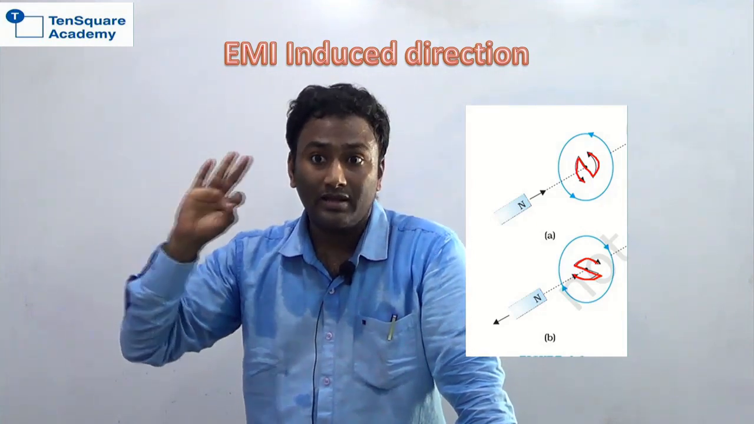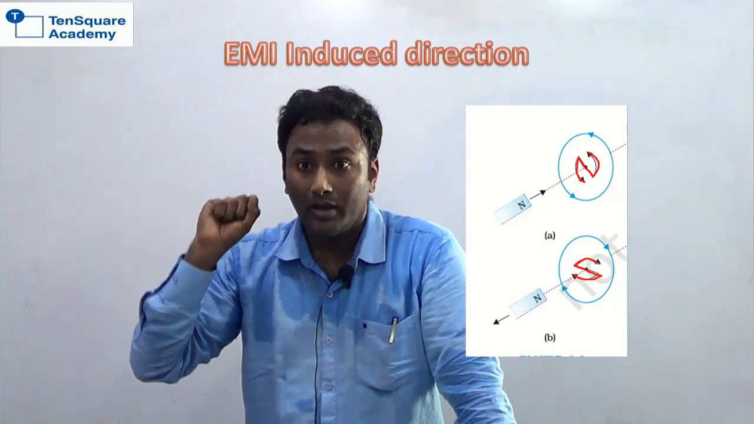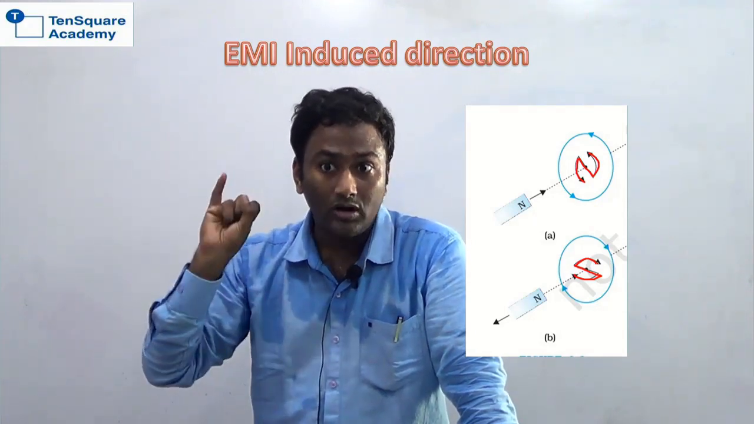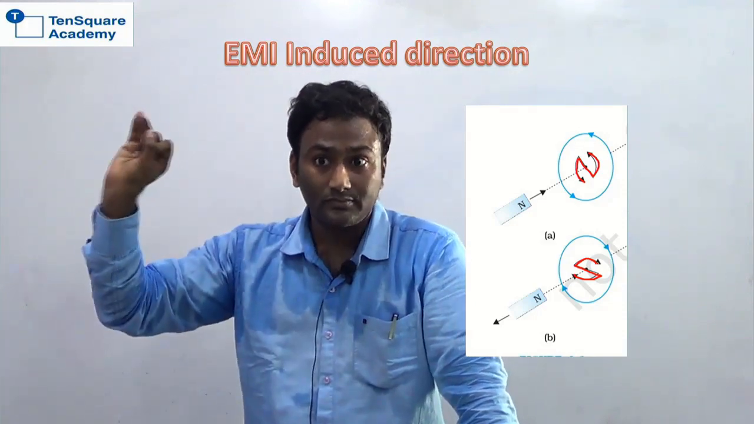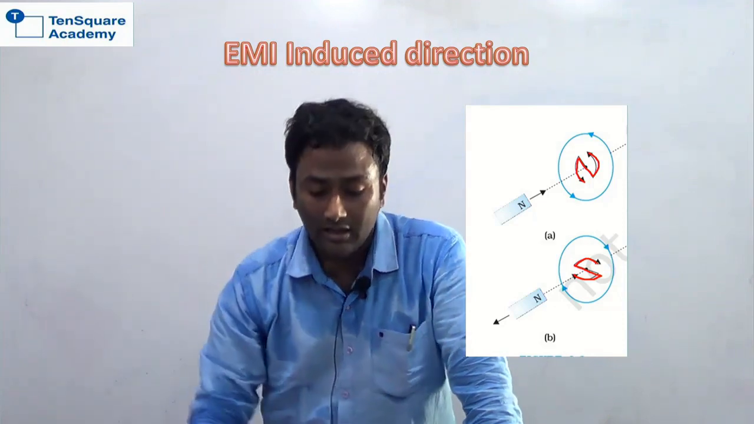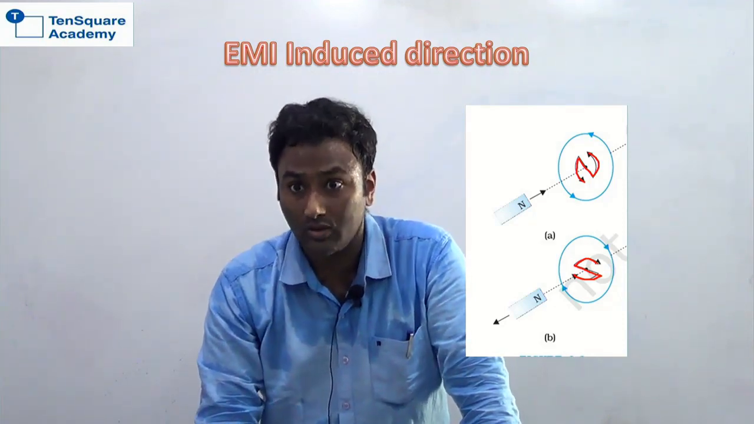All three can be considered as south. Okay, when the north is going away, or when the south pole is coming towards, or when there is a decrease in the flux. These three conditions, it will be clockwise or south.